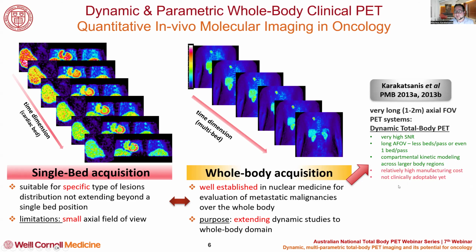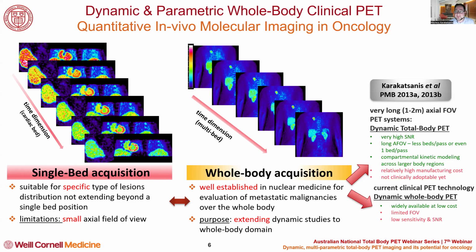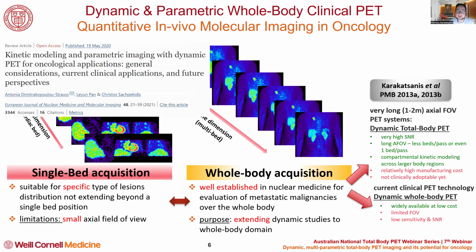But on the drawback, this technology of total body PET has a relatively higher manufacturing cost, because you really need to use a large volume of detectors to cover the entire body. And that also means it's not yet clinically adoptable on a large scale. Whereas the dynamic whole body PET imaging technology is still widely available at low cost. However, it has a limited field of view per pass, and also low sensitivity and signal-to-noise ratio.